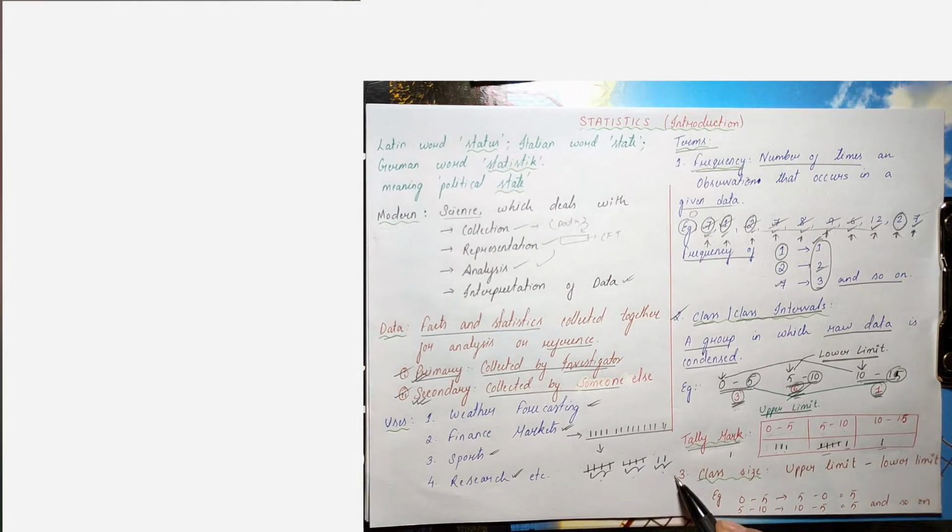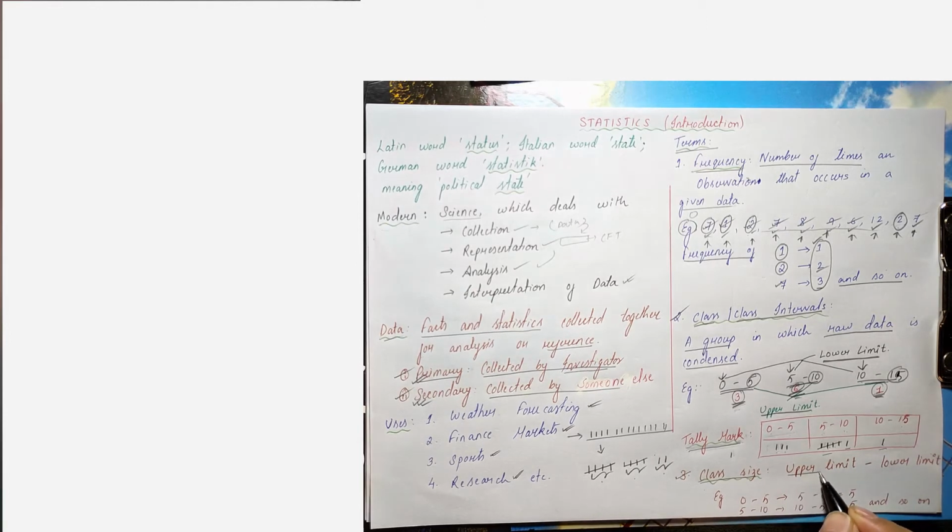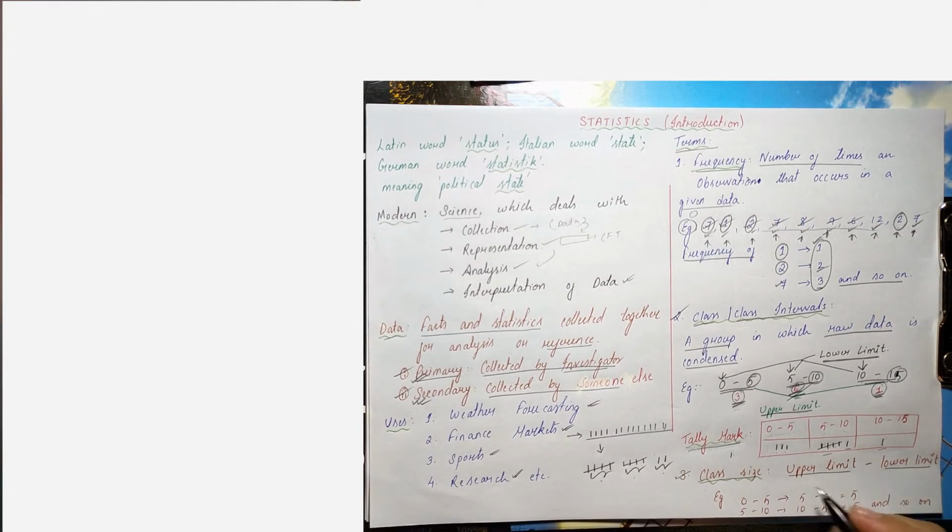Let us now discuss the third term related to statistics, that is class size. Now class size can be found using upper limit minus lower limit. This basically gives us how large the class is. For example, for this class, upper limit is 5, lower limit is 0.